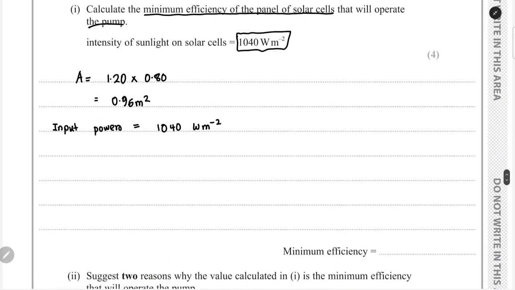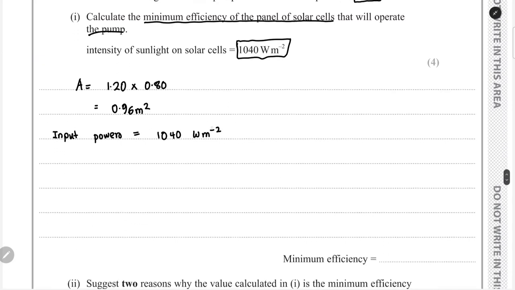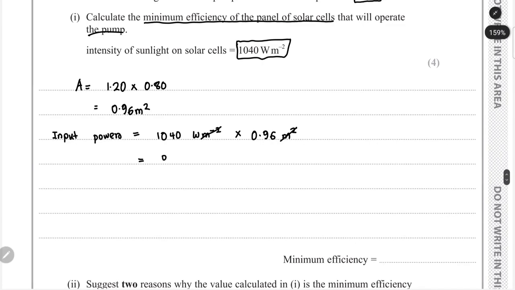We can work this out by simply looking at our units. We have meter square over here and watt per meter square over here. I want to find the power which is in watt, so I have to cancel the meters over here. I can do that by simply multiplying the area over here. So this meter square and this meter to the power minus 2 cancel out. We get an input power of 998.4 watts.